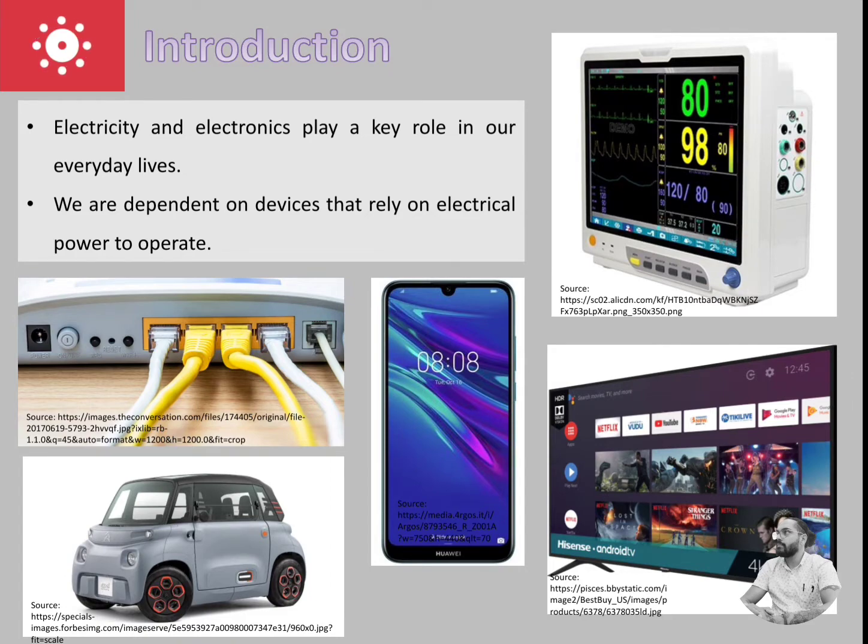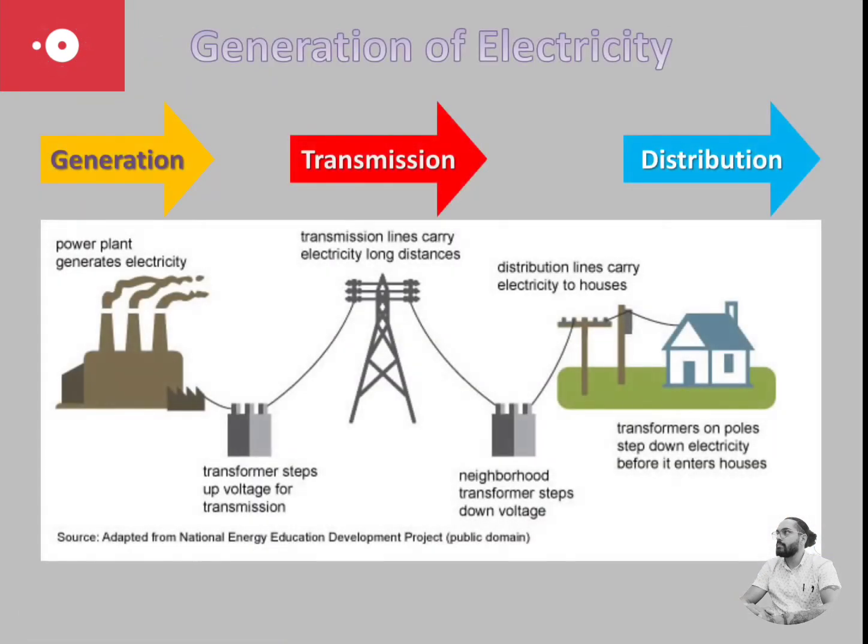Now let's have a look at how electricity is generated. So there are three key stages, from generation to transmission to distribution. Electricity is generated at a power plant.